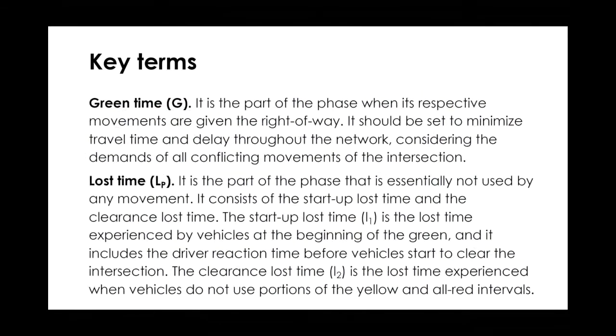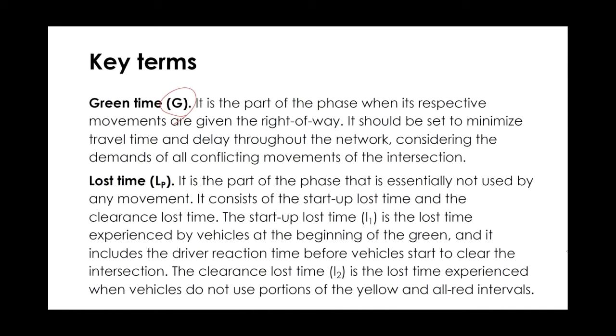We have another term called green time, which we usually represent with capital G, and that is the part of the phase when the respective movement or movements are given the right of way. It should be set to minimize the travel time or delay throughout the intersection, considering all the demands from the conflicting movements at the intersection.